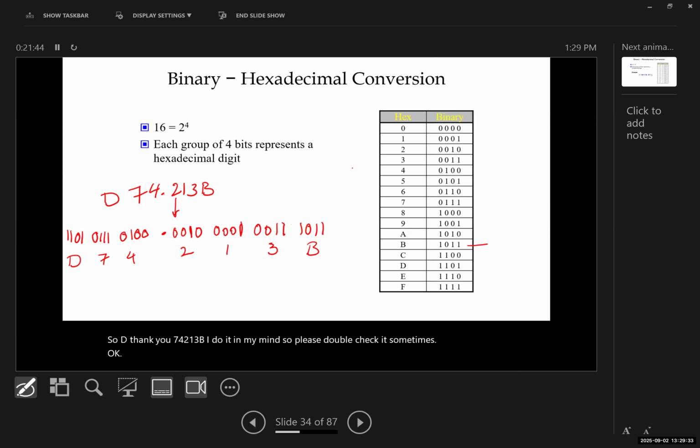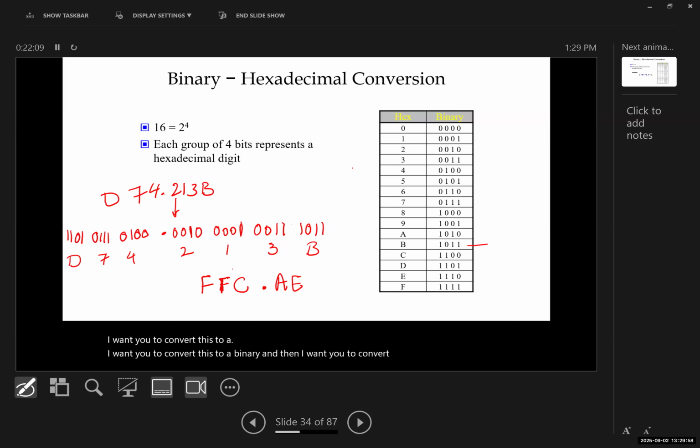Now I'm going to give you one as a practice. FFC.AE. I want you to convert this to binary, and then I want you to convert it to an octal number.